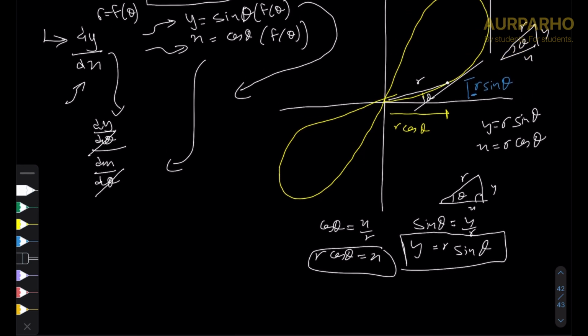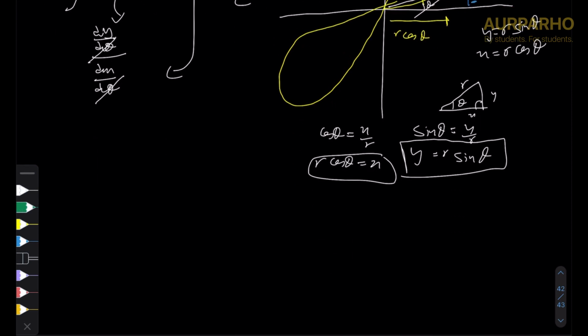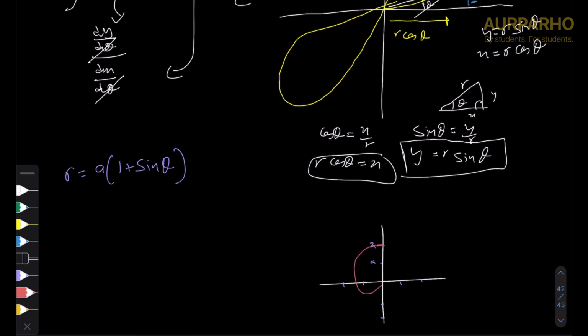For example, I have this curve, r equals a times 1 plus sine theta. This would look something like this: this is a, this is 2a, this is a, this is 2a. Let me draw the curve with a different color. The curve looks something like this. This is what the graph looks like.